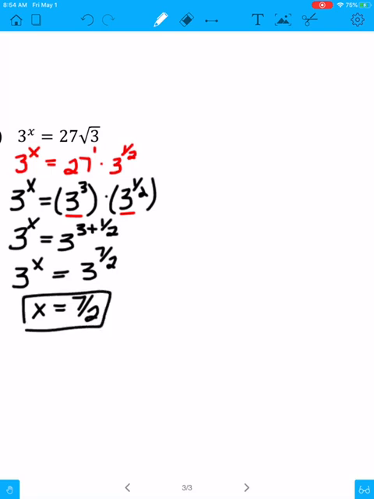And then we can check it with our calculator, y1, y2. Or I can just plug it back into here and see if left side equals right side.